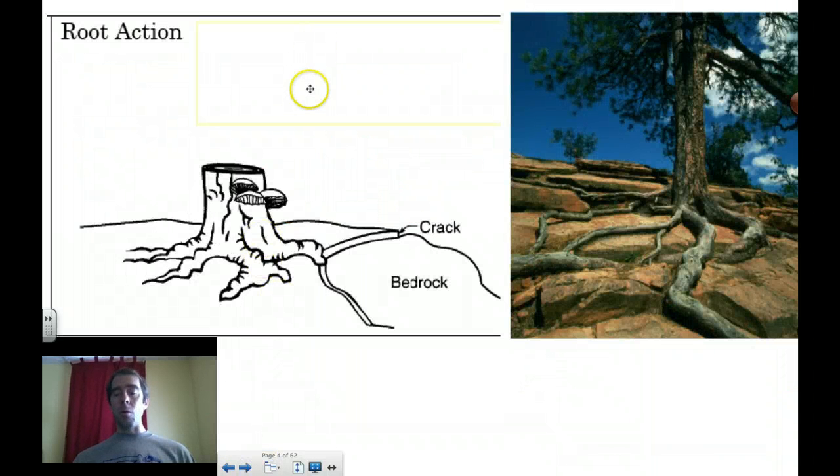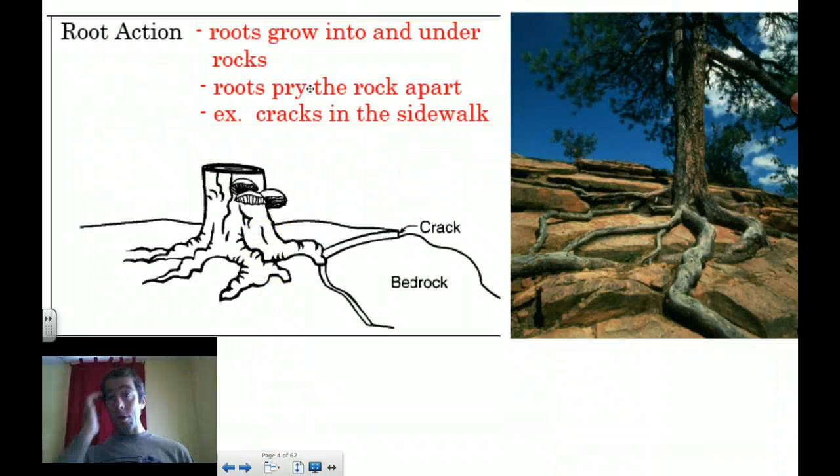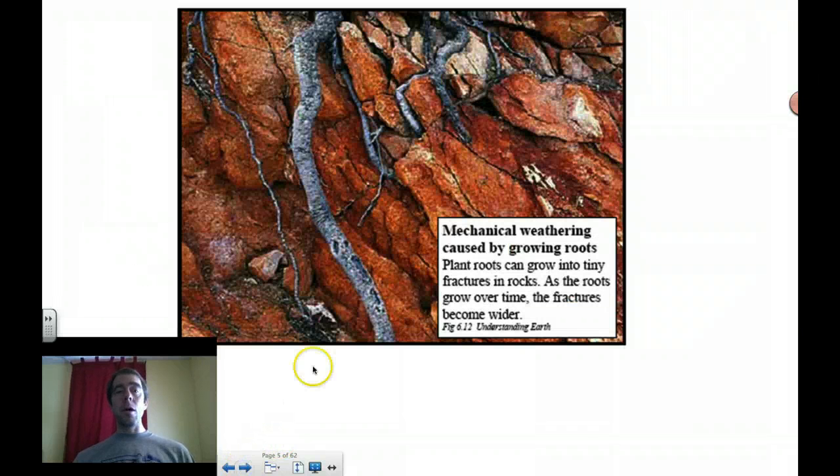We also have something where plants are important to weathering, where roots are growing into the rocks, and as they grow, they force their way into little spaces, and as the roots get bigger and bigger, they push the rocks apart. We see this with cracks in the sidewalk. We see this with lots of plants growing underground. This is another example.